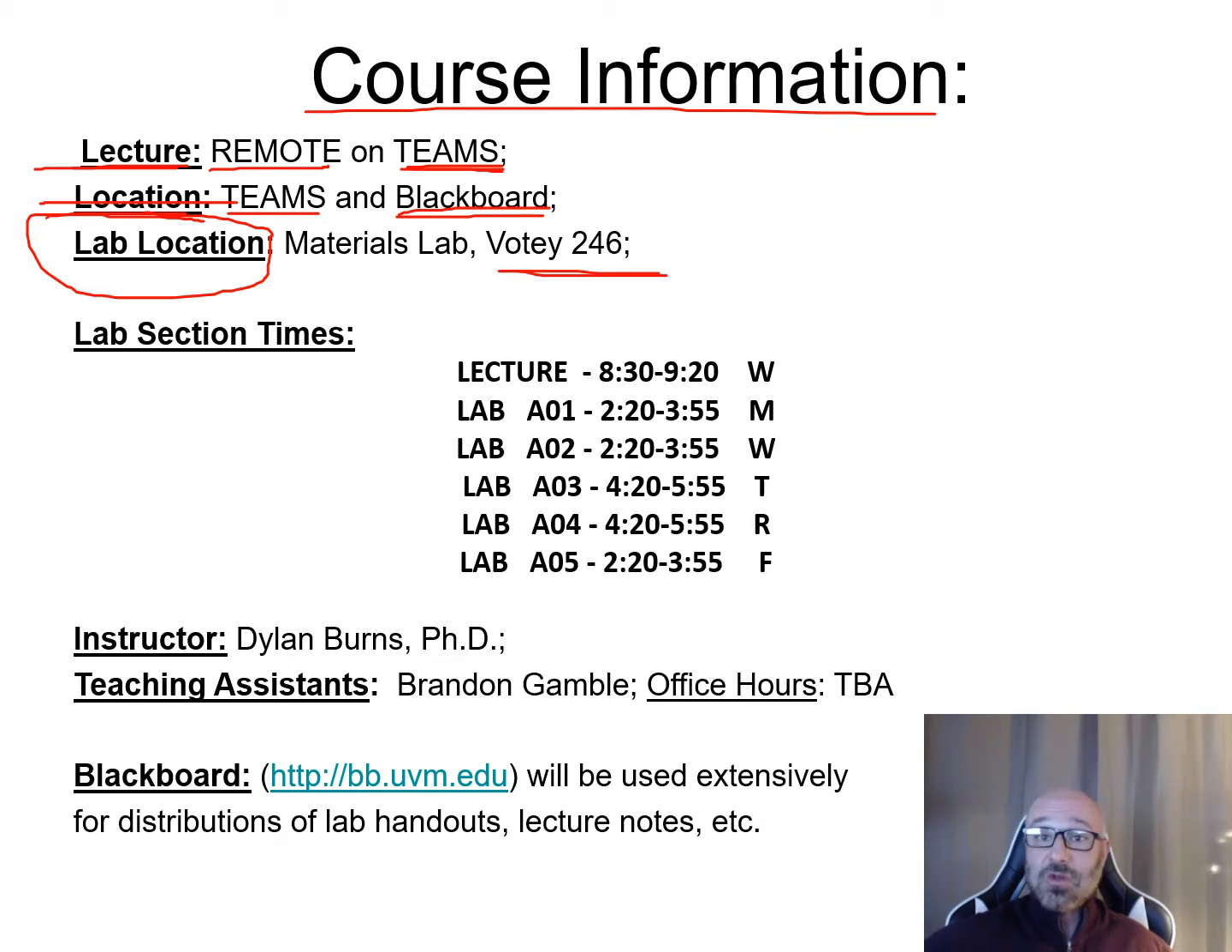Now, which section do you attend? This is going to be dependent upon which section you signed up for. So you have A1, A2, A3, A4, and A5. So we have 5 different lab sections. We can see Lab A1 is going to be on Mondays from 2:20 to 3:55. Lab 2 is going to be on Wednesdays from 2:20 to 3:35. Lab 3 is on Thursdays from 4:20 to 5:55. Lab 4 is on Thursdays from 4:20 to 5:55. And the last lab, number 5, is on Fridays from 2:20 to 3:55.